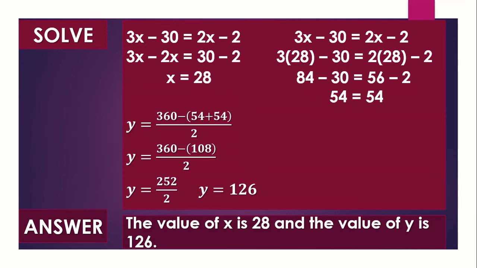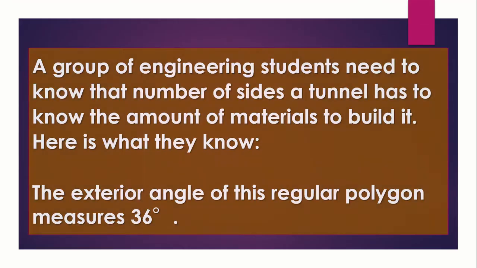So, y is equal to 360 minus the quantity of 54 plus 54 over 2. y is equal to 360 minus 108 over 2. y is equal to 252 over 2, and y is equal to 126. To answer the question, the value of x is 28 and the value of y is 126.